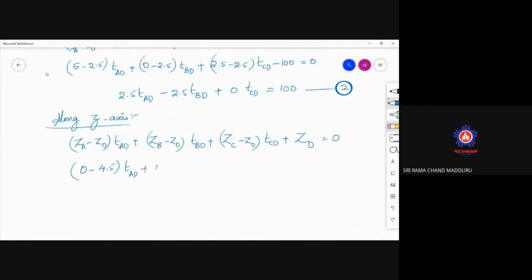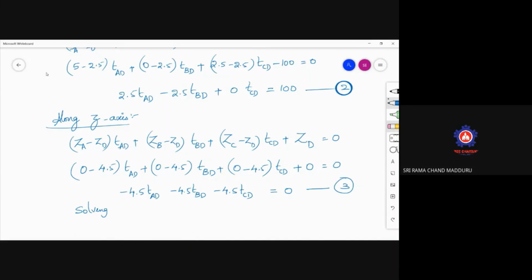So that's why this is 0 minus 4.5 into TBD, 0 minus 4.5 into TCD. Now, in the question, there is no force along Z direction, hence plus 0 is equal to 0. This is minus 4.5 into TAD, minus 4.5 into TBD, minus 4.5 into TCD, equal to 0. This is equation 3. Solving equations 1, 2 and 3.